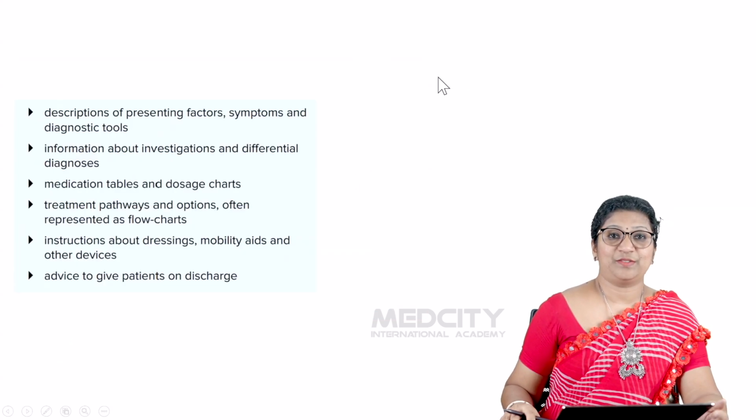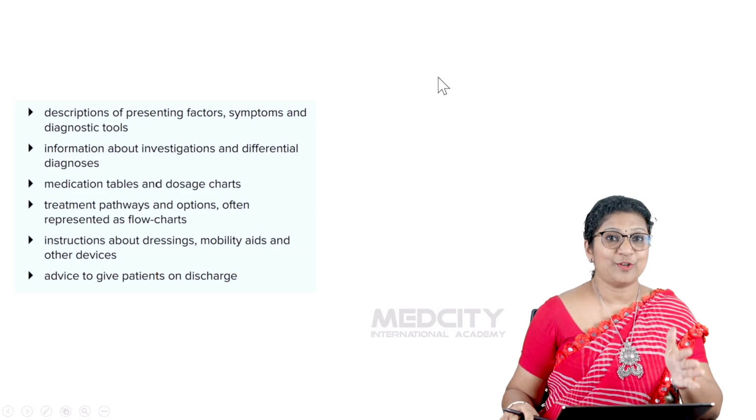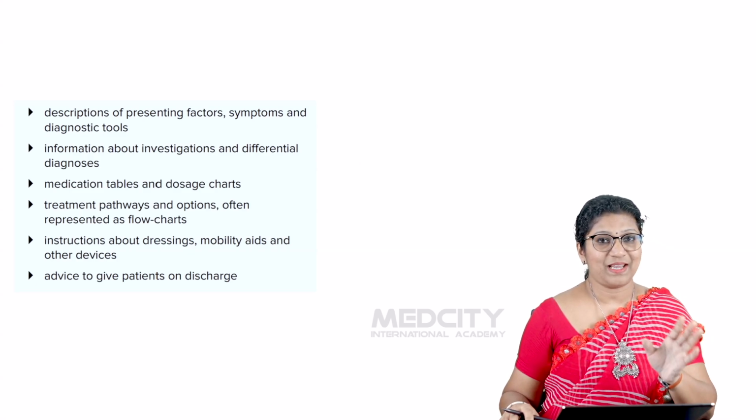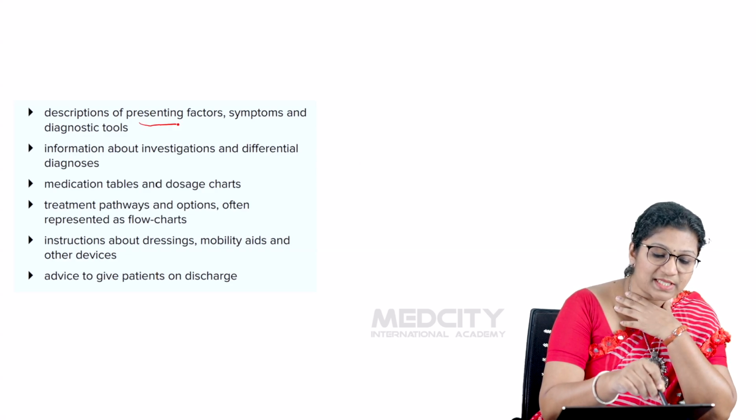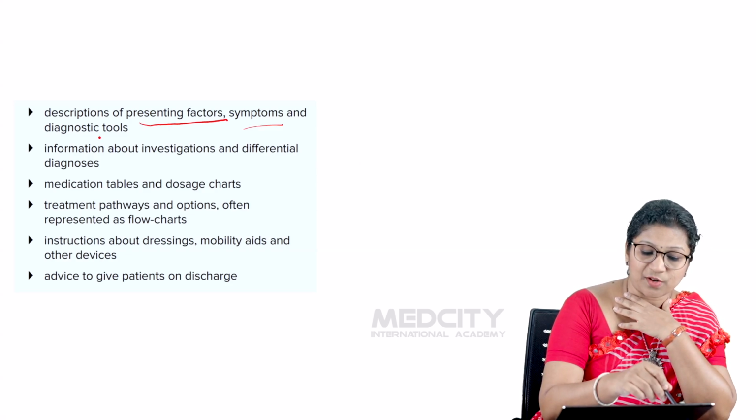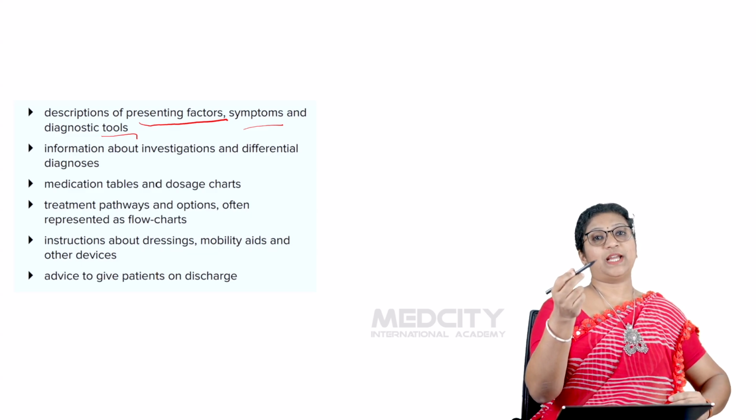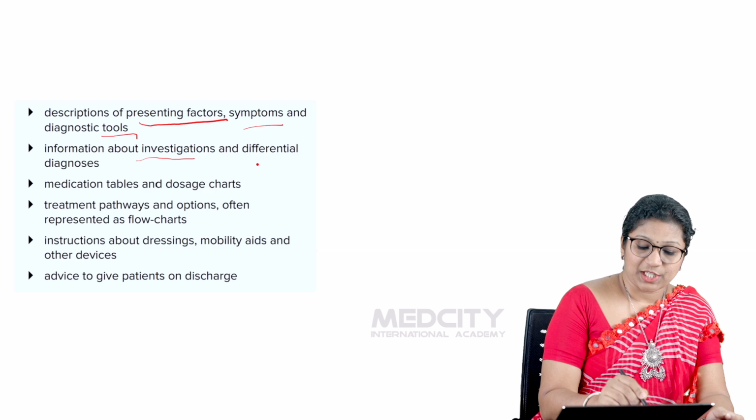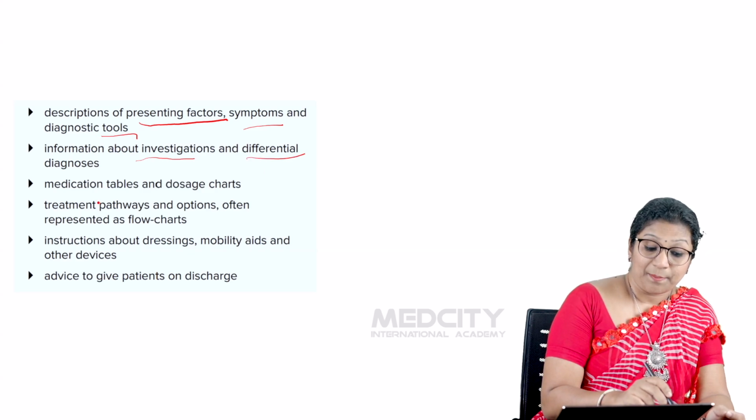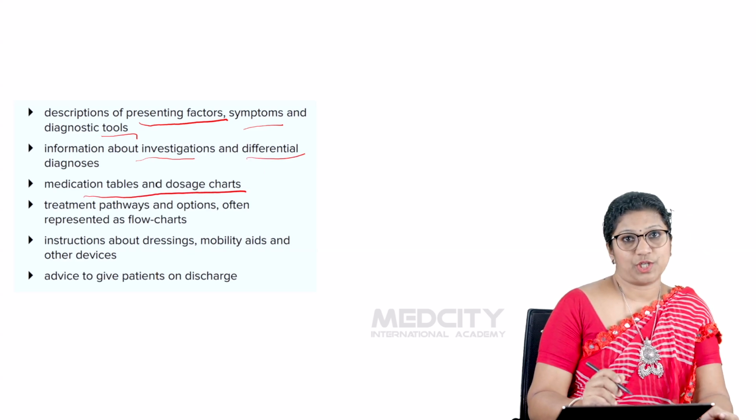So what kind of texts will you be reading? I said there are 4 texts based on the same topic, A, B, C and D. So it could be descriptions of presenting factors, symptoms and diagnostic tools. This would be one type of question that you would be reading. It could be information about investigations, differential diagnosis, medication tables and dosage charts.